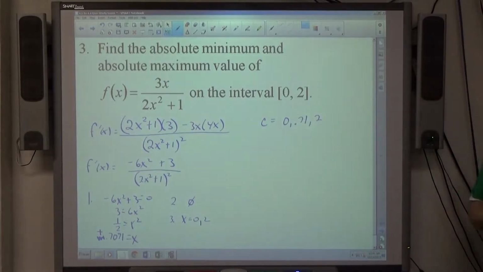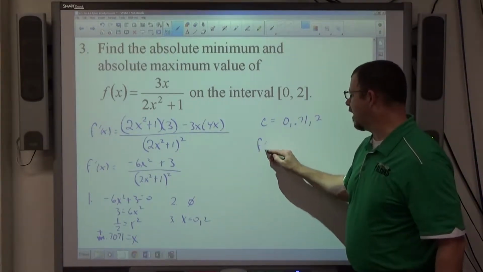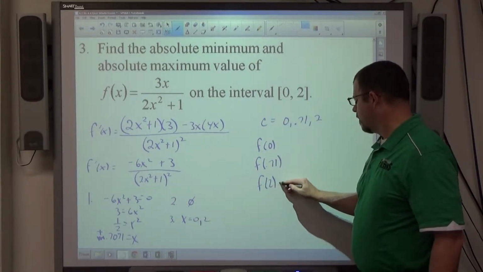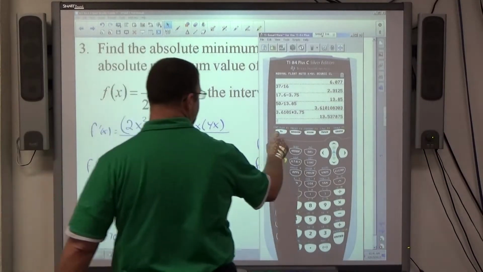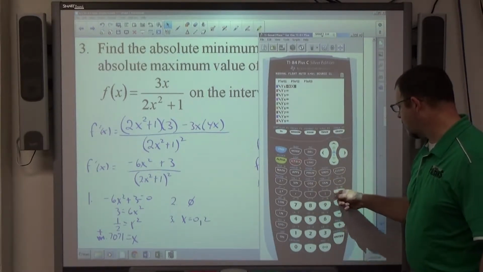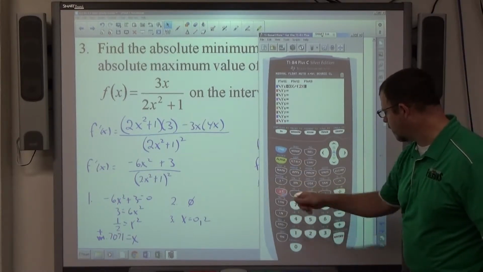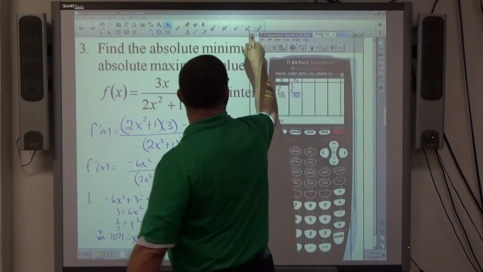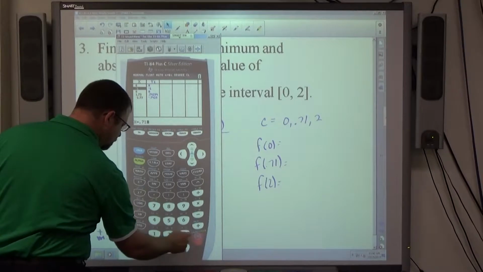So what I want to establish here now is minimum and maximum values. I've got 3 critical numbers, so I simply have to evaluate f of 0, f of 0.71, and f of 2. And whichever the biggest number is the maximum, the smallest number is the minimum. So if I clear that out, type in my function 3x divided by, it's more than one thing on the bottom, so parentheses for the bottom, 2x squared plus 1. And I enter my 3 numbers that we got, my critical numbers are 0, 0.71, and 2.